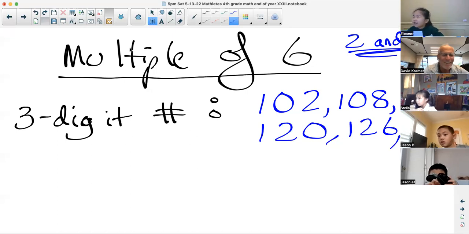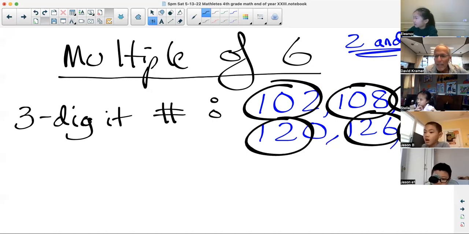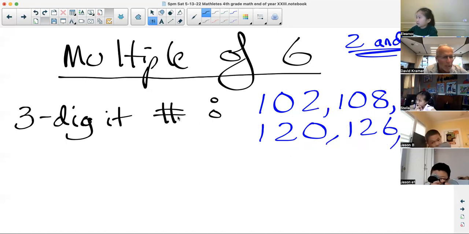And guys, look at this. If you add the digits, everybody look up. This one adds up to 3, 9, 6, 3, 9, 6. They're all multiples of 3 and they're all even numbers.